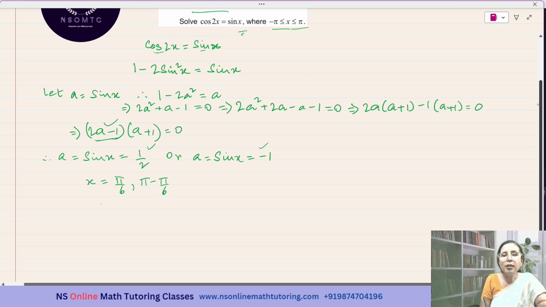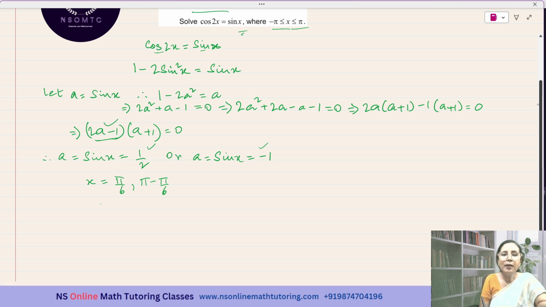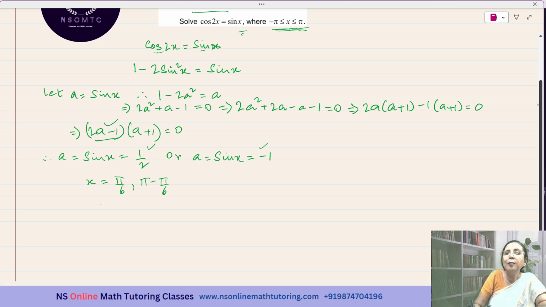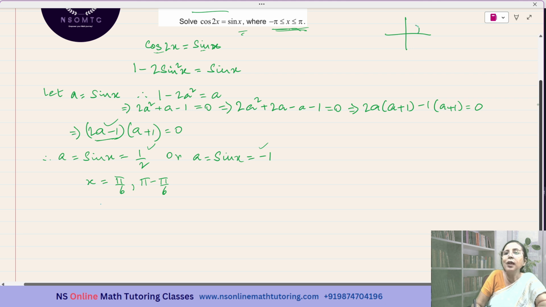Now coming to this equation, sin x equal to negative 1. If you remember the sin x curve, you should be knowing that when x is equal to 270 degrees or 3 pi over 2, sin x is equal to negative 1. But we cannot write x equal to 3 pi over 2 because x is ranging between negative pi and positive pi, both included.